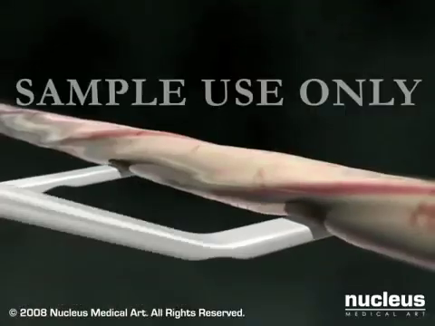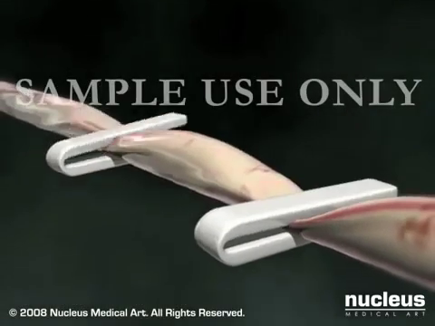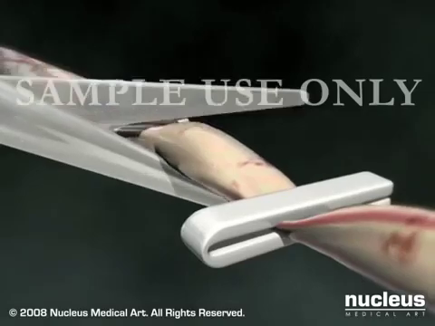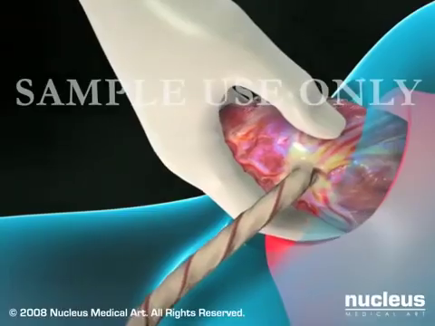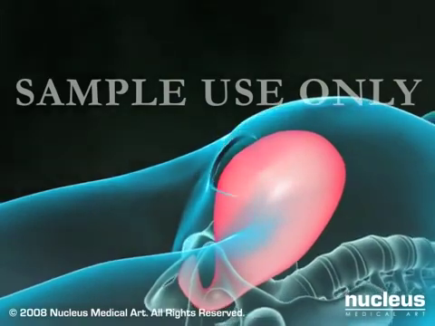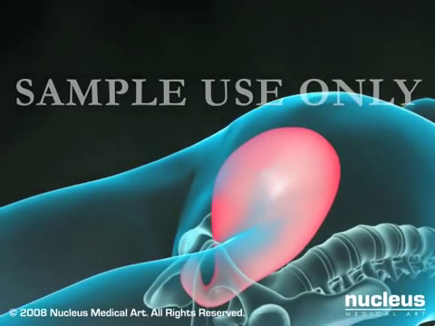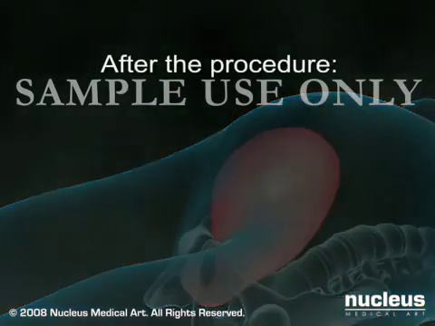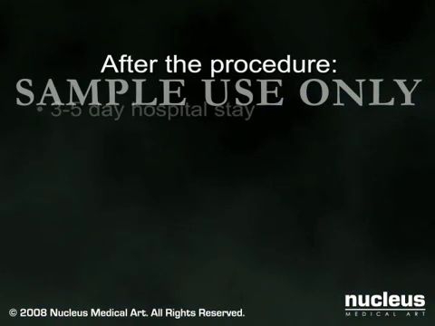Your doctor will then clamp and cut the umbilical cord. Gently remove the placenta and tightly suture your uterus and abdomen. This typically takes about 45 minutes. The hospital stay after a cesarean section is usually 3 to 5 days.